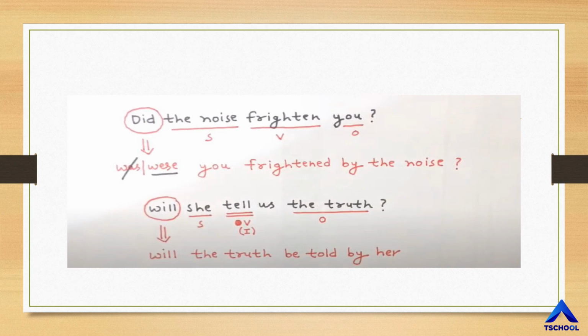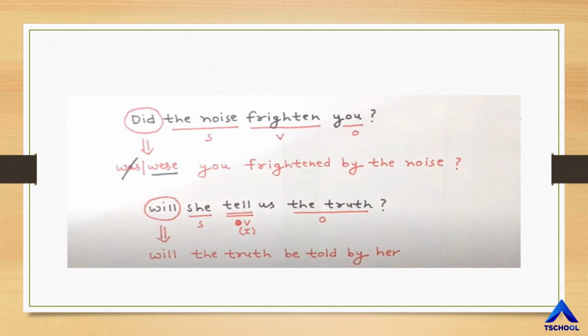Subject becomes object, object becomes subject, and the verb goes into the third form. Did is the second form, so we are going to use was or were. So was is not the correct answer, so it is were. Were you frightened by the noise?